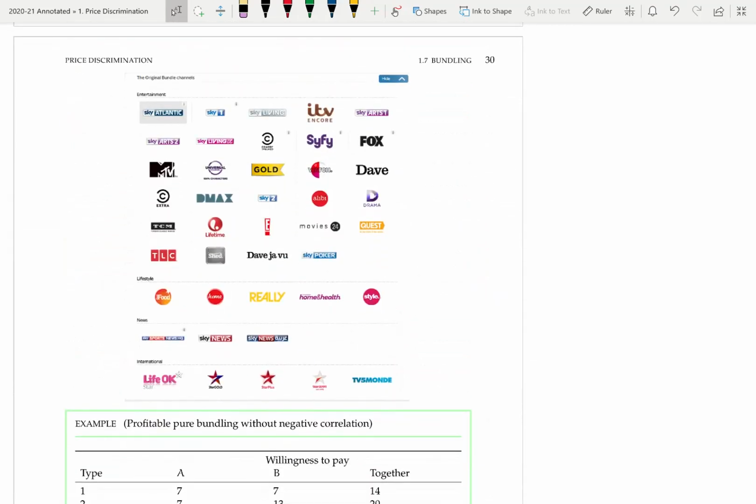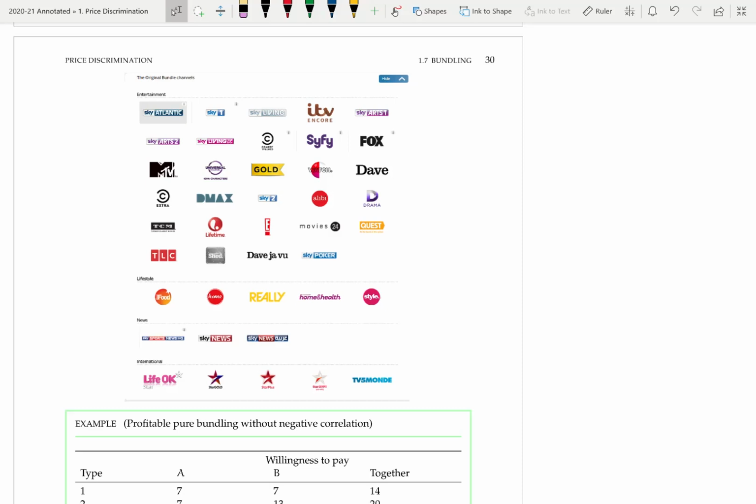So in that first example, we had two goods and those goods were negatively correlated, but it doesn't have to be that they're negatively correlated. What we need is that the sum of the valuations of all the goods, the overall valuation for all the goods, is more similar between consumers than the evaluation of the individual components.